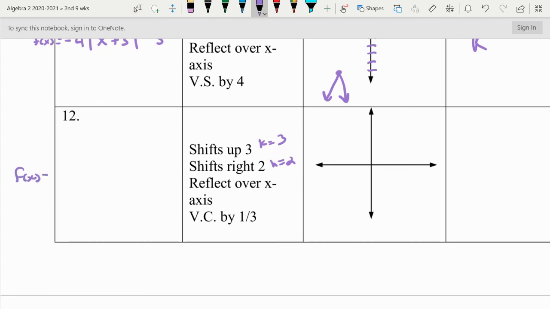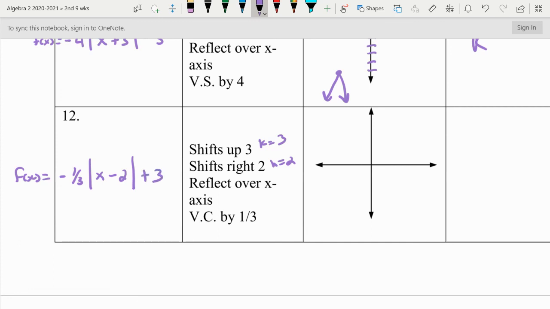So f of x equals, all right, so we have a reflection, negative of 1/3, absolute value bar. We have a left-right horizontal movement, so we have x inside the bars. So since it shifts right 2, we got to put in negative 2 inside. All right, signs change again. All right, outside sign does not change. It's going to go up 3, so plus 3.